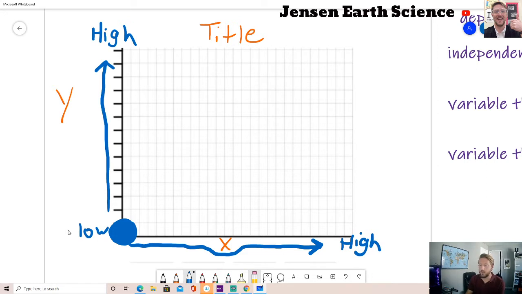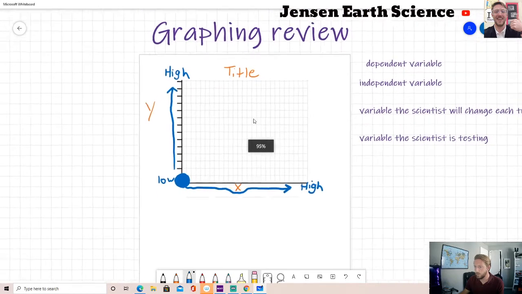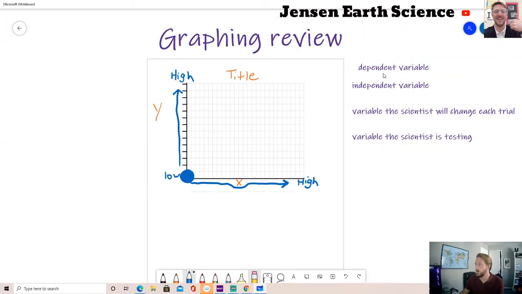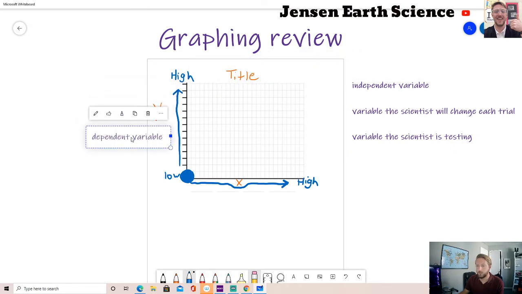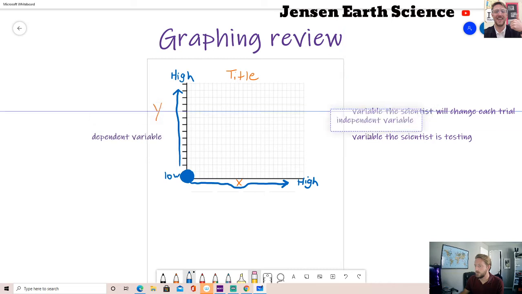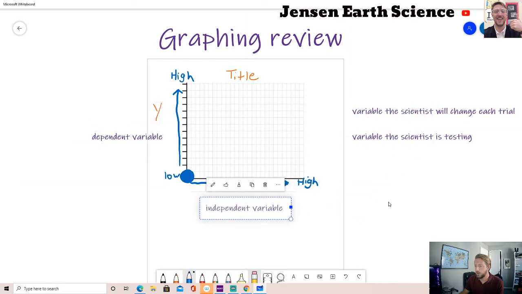All right, so what do you place on the y-axis and the x-axis? I have written over here some already made words. Your y-axis is going to be your dependent variable, and your x-axis is going to be your independent variable. Today in class we discussed dependent versus independent variables, and we also mentioned that in earth science, a lot of the time your independent variable is going to be time itself, in seconds, minutes, years, centuries, etc.